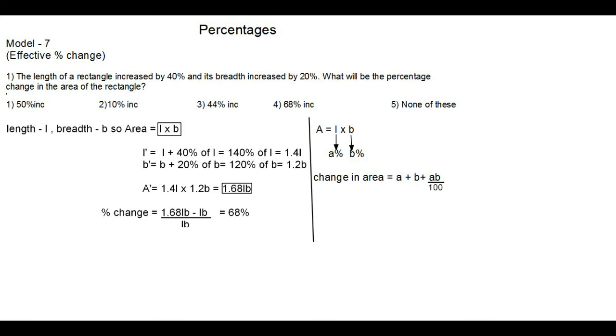So here the percentage change in area can be directly calculated as A plus B plus AB by 100, where A equals 40, B is equal to 20. So 40 plus 20 plus 40 into 20 by 100, which is equal to 68%. Since this is a positive value, we can say that this is an increase in the area. So the final answer here will be 68% increase.